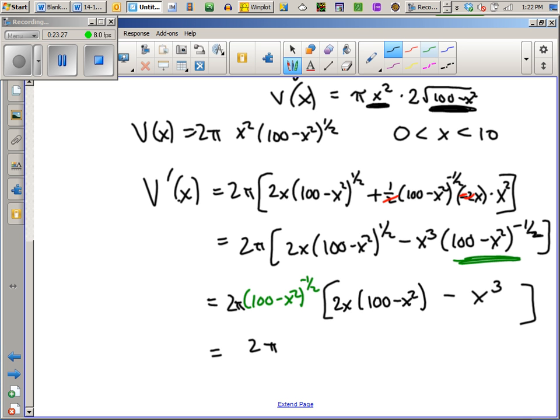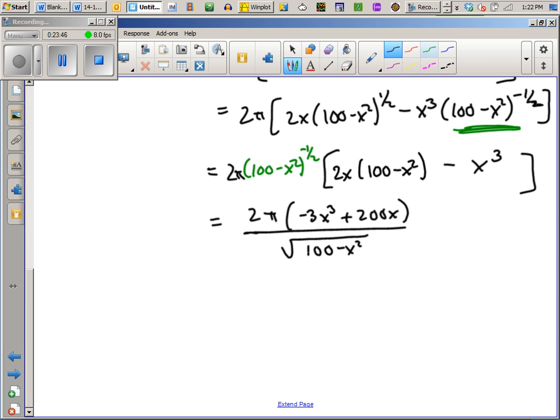Okay. Let's distribute that. We got a 2 pi. We know there's a square root of 100 minus x squared on the bottom. In the inside we have a negative 2x cubed and a negative x cubed. So there's negative 3x cubed. And then there's a plus 200x on the inside. Okay, we can also pull out an x real quick. So this is 2 pi x. And then we have basically 200 minus 3x squared.